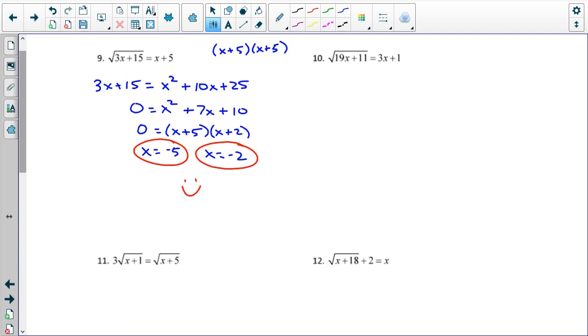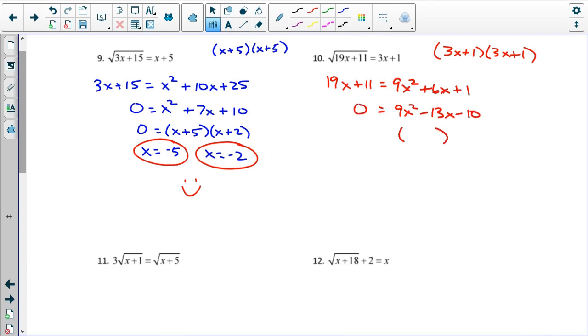Problem 10. I'll square both sides. 19x plus 11 equals 3x plus 1 squared. I have to make sure that I distribute properly. So I have 9x squared plus 6x plus 1. Subtract everything over. I get 9x squared minus 13x minus 10 equals 0.